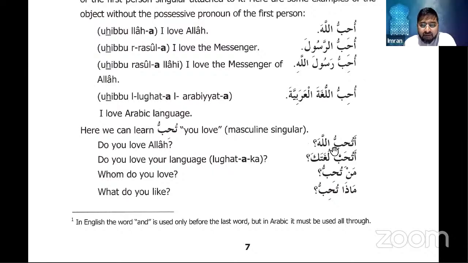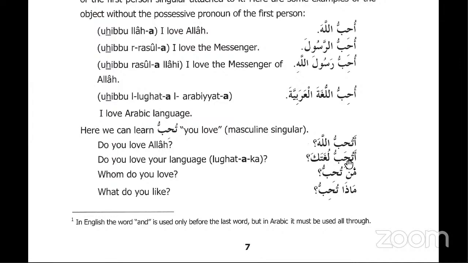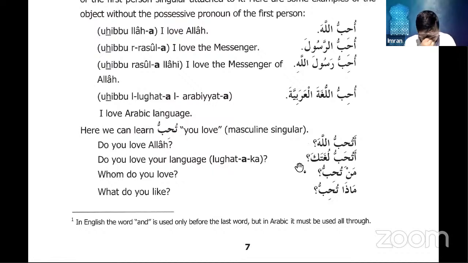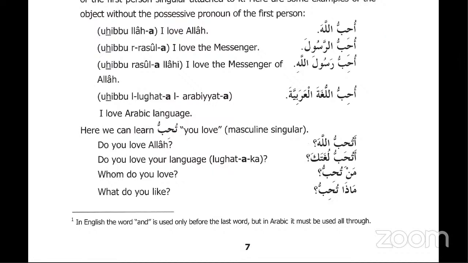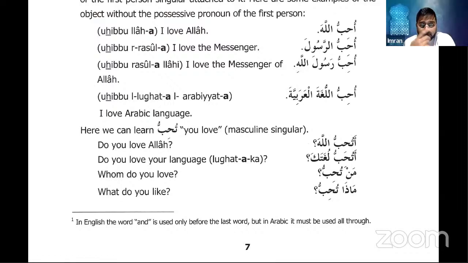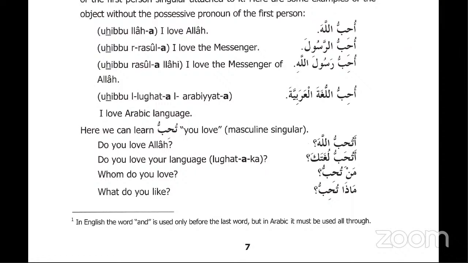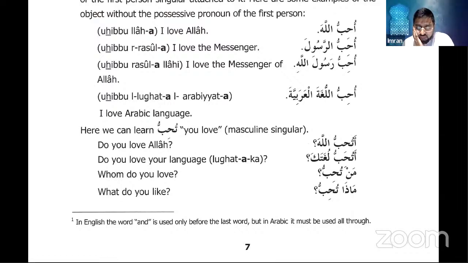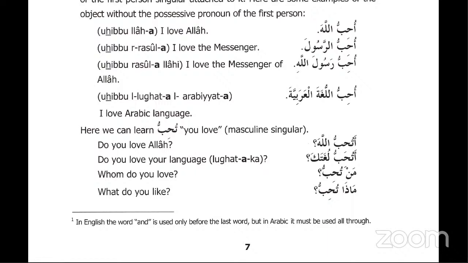So Atuhibbullaha. Allah is the object of Anta, you are loving. So that's the reason why it's in the mansub or the accusative case. Correct? Next one. Atuhibbul lugataka. Do you love your language? Lugataka is also like Anta, you, single male. Correct. Atuhibbul lugataka. Do you love your language?